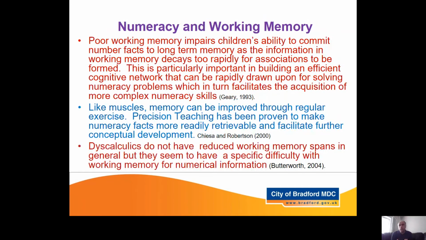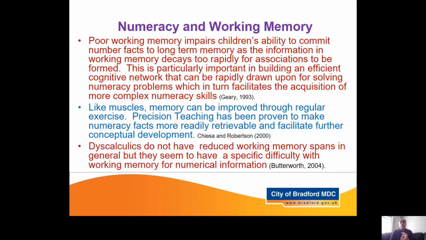And of course, if working memory is weak, children can't commit numeracy facts to memory, and information decays too rapidly for them to make connections, so they can't build that cognitive network that they need to be able to do mathematics more easily. But you can improve memory, like you can build muscles, and precision teaching is a way forward in that respect. Number sense is another concept that's important in mathematics.